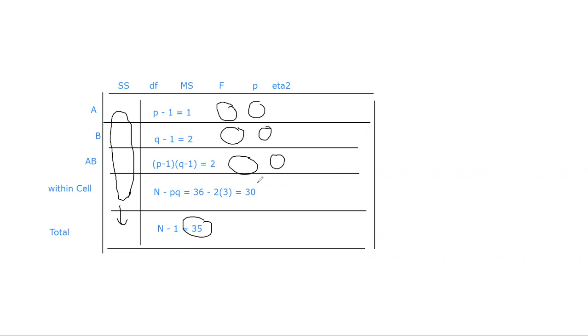With the mean squares, we're going to have this mean square within cell, which is the ratio of the sum of squares over the degrees of freedom. And this is going to be our error term for all of our F statistics. So basically, we're going to take the mean square of whatever row we're on, and in order to calculate the F statistic, we'll divide it by the mean square within cell. So all of our 3 F statistics have the same denominator, which is the mean square within cell.